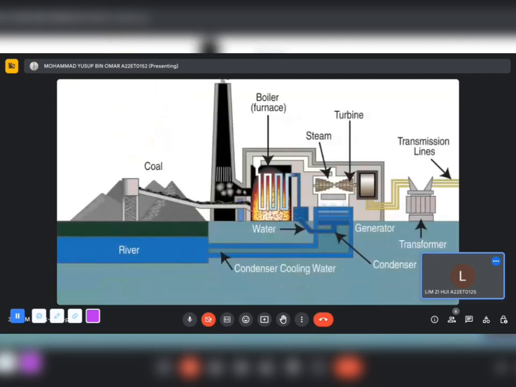Next. The second example is the power plant. We put the coal into the boiler and heat it, and the heat energy will boil the water inside the pipe, changing the water into steam, which turns the steam turbine. The mechanical energy from the turbine makes the generator turn the mechanical energy into electrical energy.